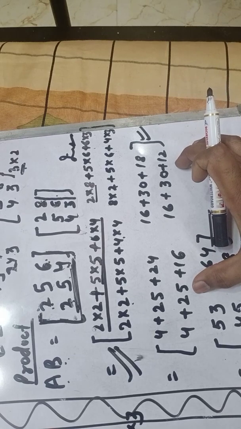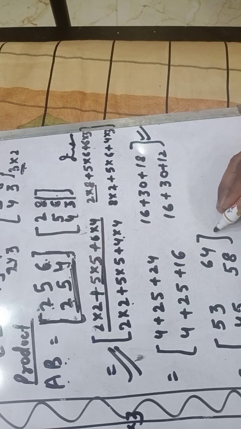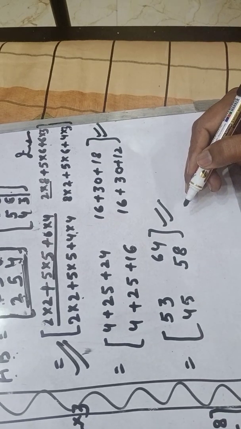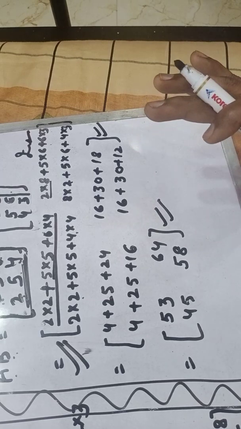You can check it out from the steps. Now on adding all these elements, you will get this. So this is the product of any two matrices. This is how we can find out the product of any two matrices.